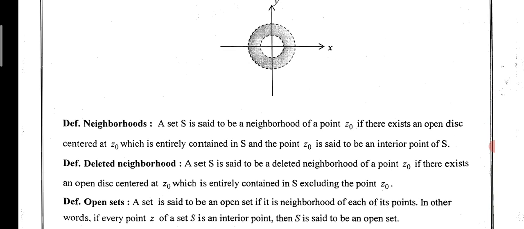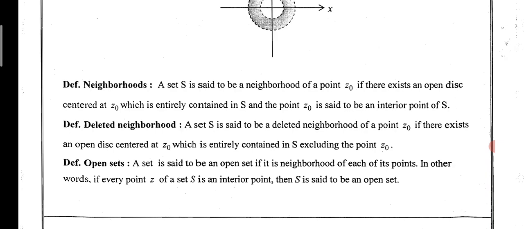We move to the next definition, neighborhoods. A set S is said to be a neighborhood of a point z naught if there exists an open disk centered at z naught which is entirely contained in S, and the point z naught is said to be an interior point of S. Next definition, deleted neighborhood. A set S is said to be a deleted neighborhood of a point z naught if there exists an open disk centered at z naught which is entirely contained in S excluding the point z naught. It is called a deleted neighborhood.